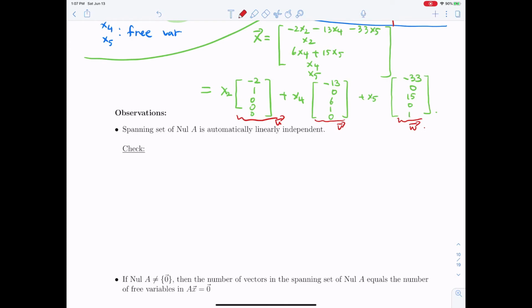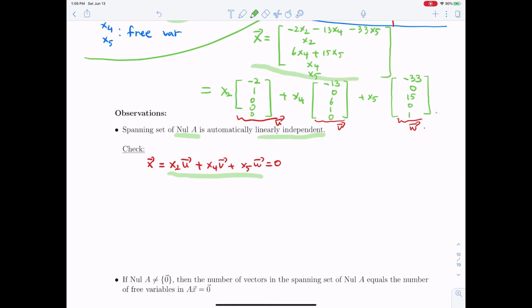So here are some facts about the vectors u, v, and w. First of all, the spanning set of the null space is automatically linearly independent. To check whether the given set is linearly independent, we have to verify whether the vector equation x4 v plus x5 w equals 0 has only the trivial solution. But note that this was in fact a different representation for the solution x above, because the way we got the vector equation is we just separated the variables for x.